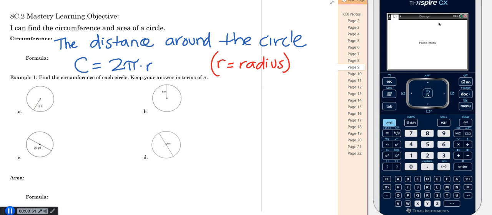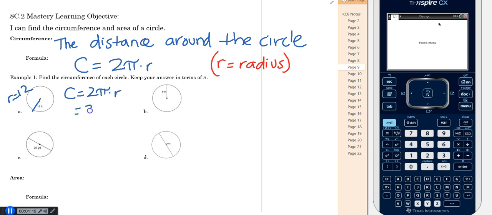Alright, so first example here. We see this radius. We know it's the radius because this is half the circle. So we do know that our r is going to equal 12. All we have to do then is substitute into our equation. It says find the circumference of each circle. Keep your answers in terms of pi. So the equation is 2 times pi times our radius.